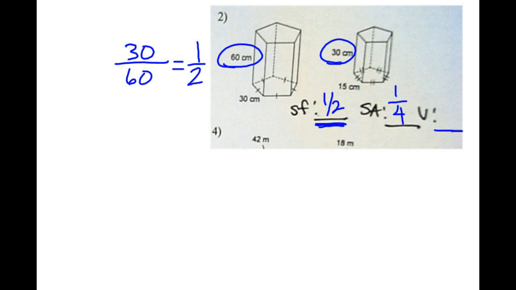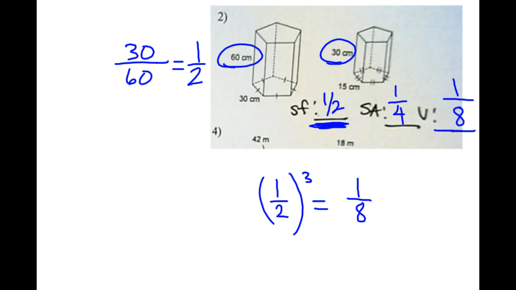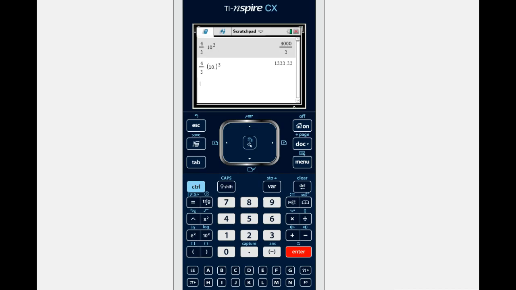To get to my volume ratio, I go back to this and I'm going to cube it. So I take 1/2 to the third power, which is 1/8. Now, if we go to our calculator, remember the way you're going to raise something to a power, I'm going to put my fraction in, and then this little caret button right there raises it to a power. You can see we get what I calculated on the smartboard.